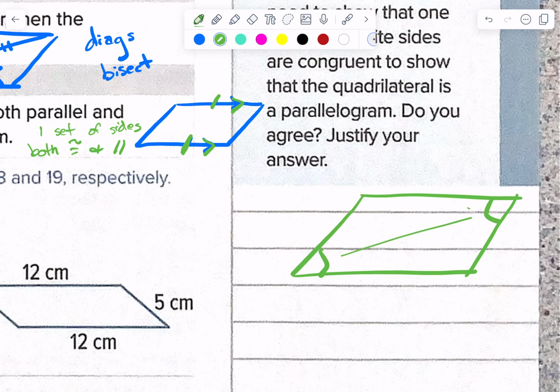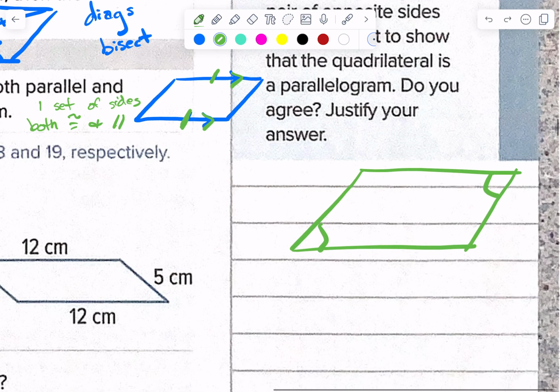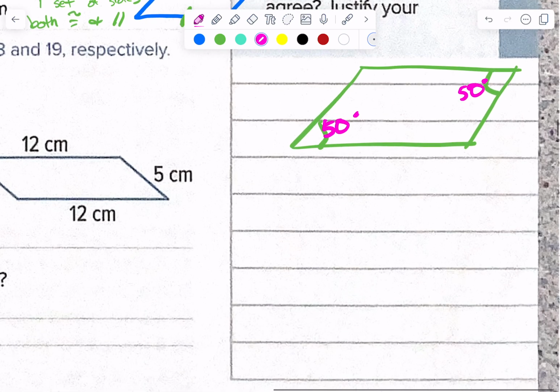Those two angles are the same. Does that have to be a parallelogram? Let's say they're both 50 degrees. Yeah, 50 degrees and 50 degrees. Yes, they do? Yes. If you change the length of any other.